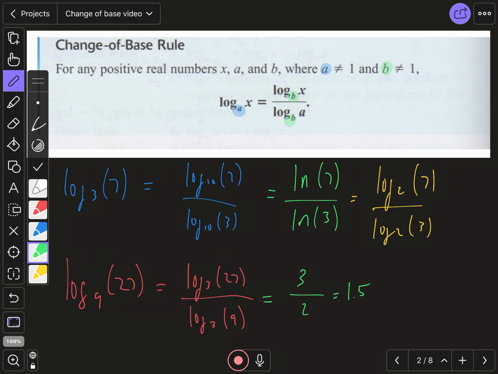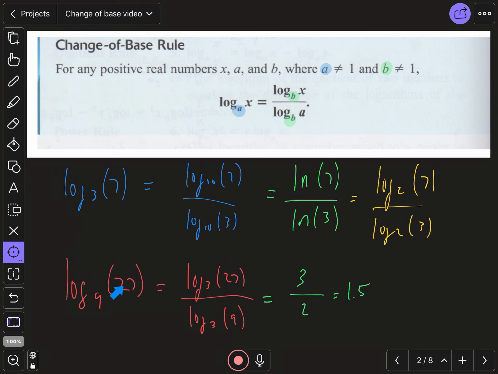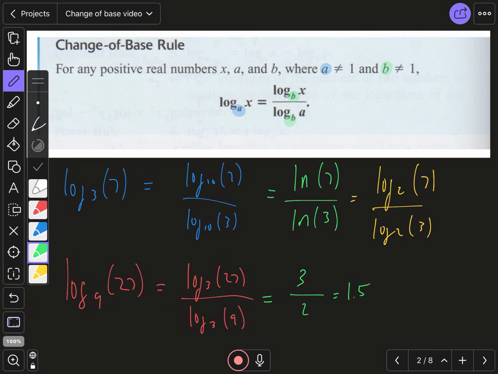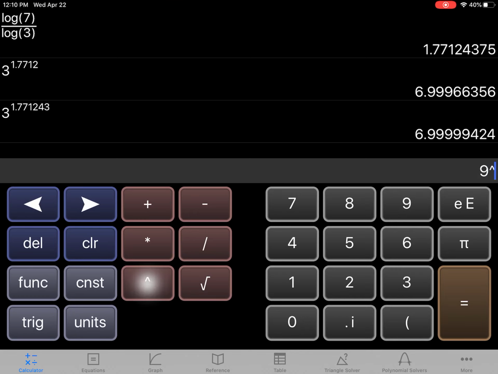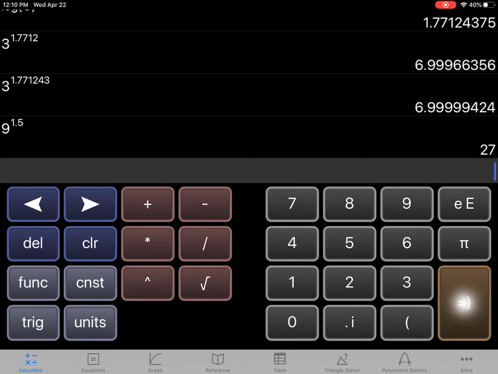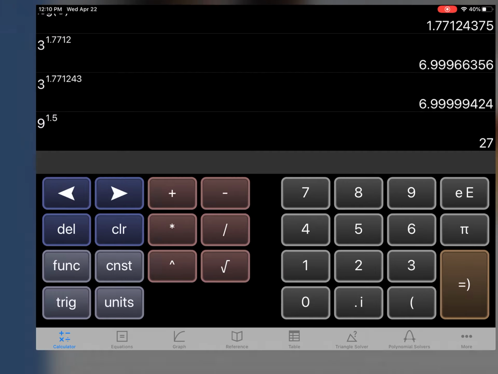And so what this is saying is that log base 9 of 27, 9 to the what power is 27. So what we found out is that it should be 9 to the 1.5 power equals 27, and we can use a calculator to check that. So 9 to the 1.5, and it is 27. So we see that it works.